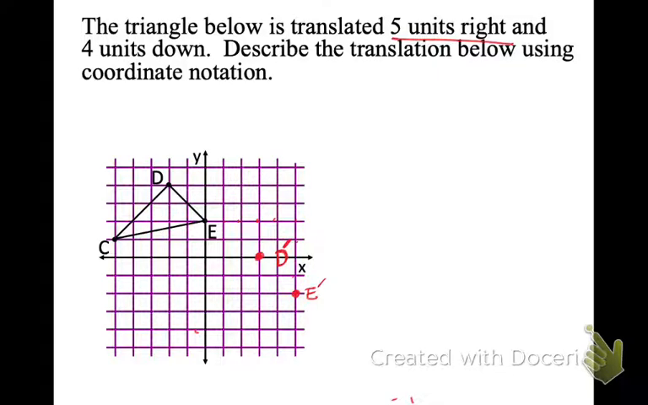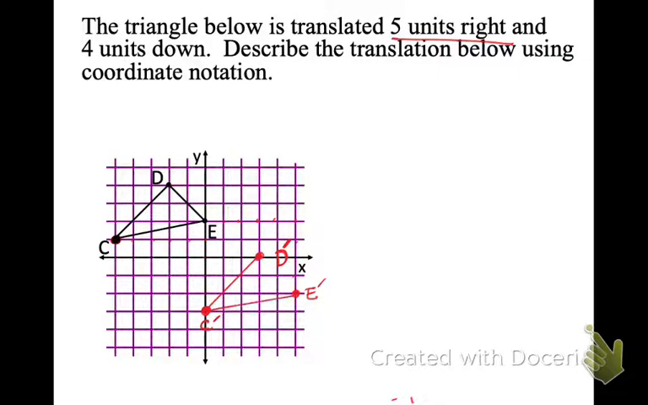Then I'm also looking at the original C. We always start at the original, not at the origin. We start at the original point, and we move 5 units to the right: 1, 2, 3, 4, 5. And then down 1, 2, 3, 4. And that is my new point, C prime. We call that C prime, E prime, D prime. So for the image, we use that little prime mark. And then we connect those points.